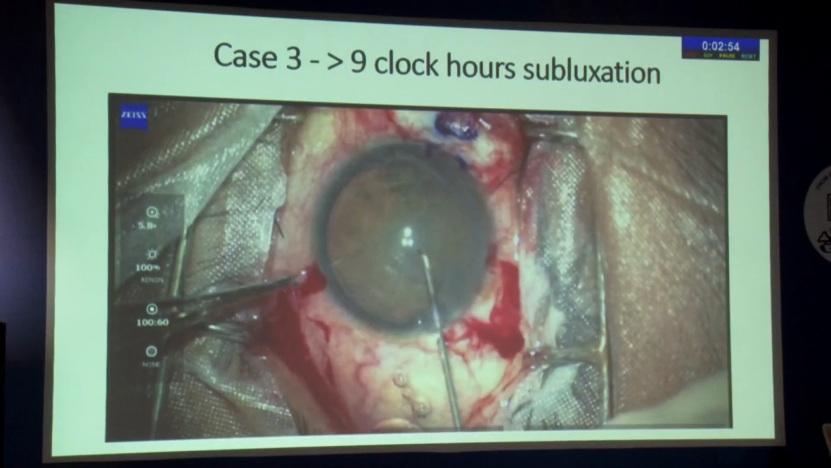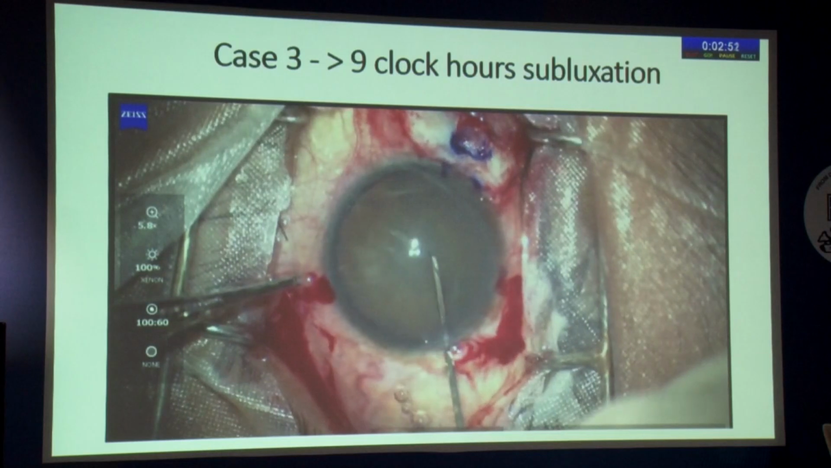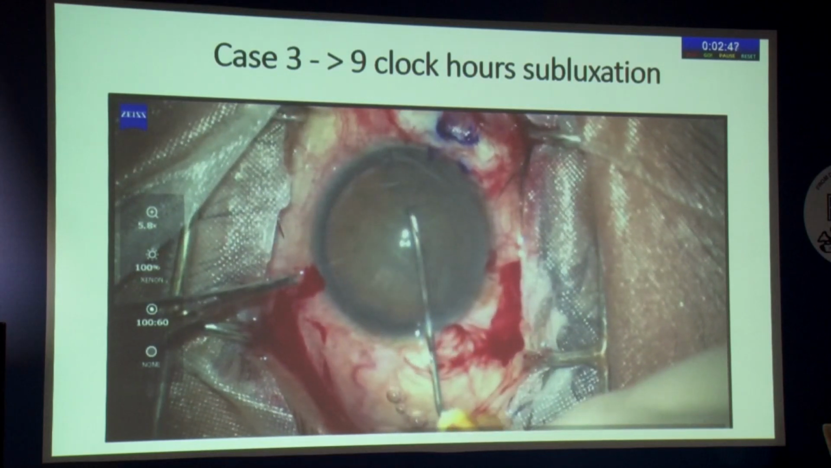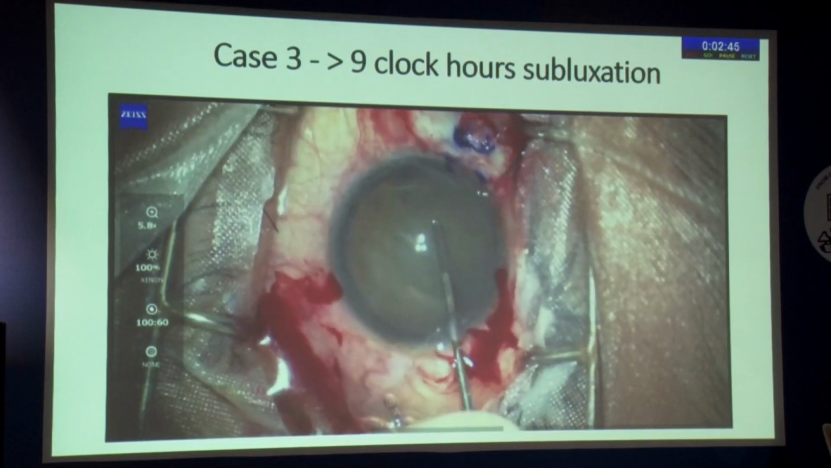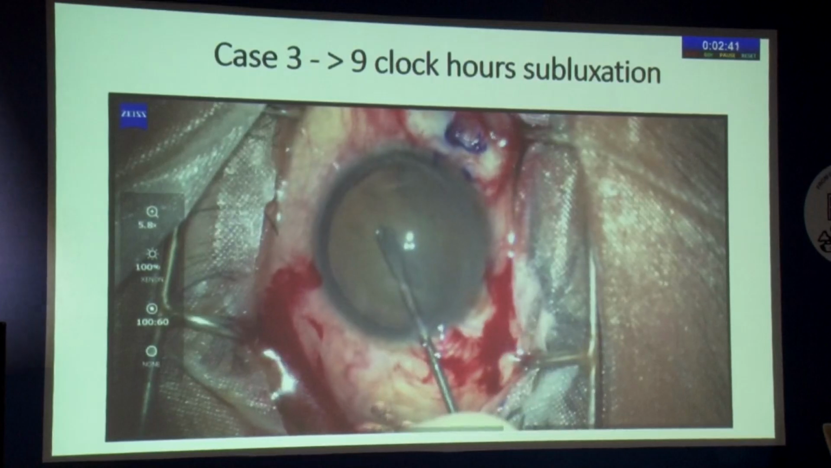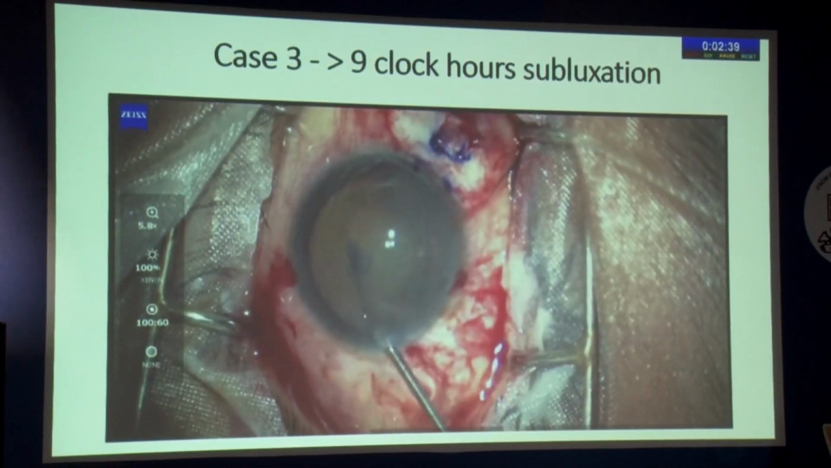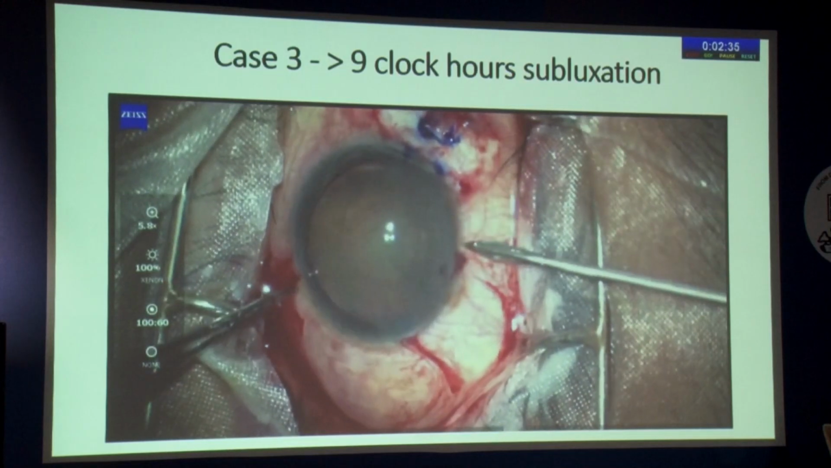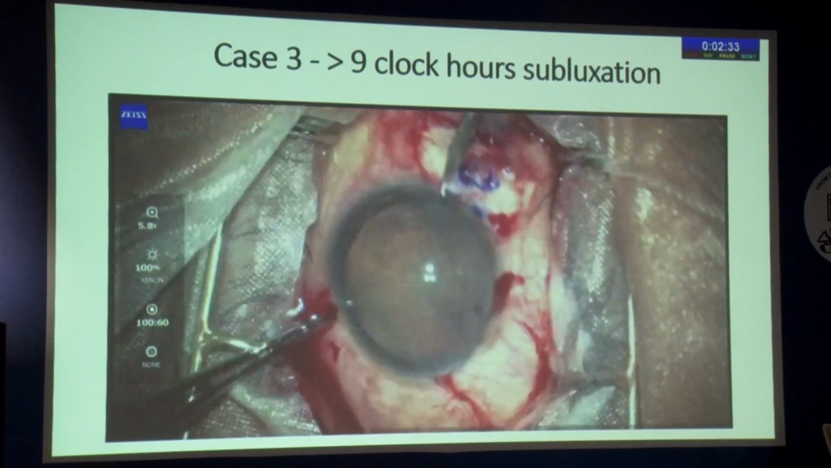Now this is an adult patient with more than 9 clock hours subluxation. We should always remember that the evaluation of subluxation on slit lamp is always deceptive. On table, we always find that the subluxation is actually more than what it seemed. So very careful rhexis. I always prefer forceps for rhexis in cases of subluxation so that you minimize the damage to the zonules. Capsular hooks can be placed.